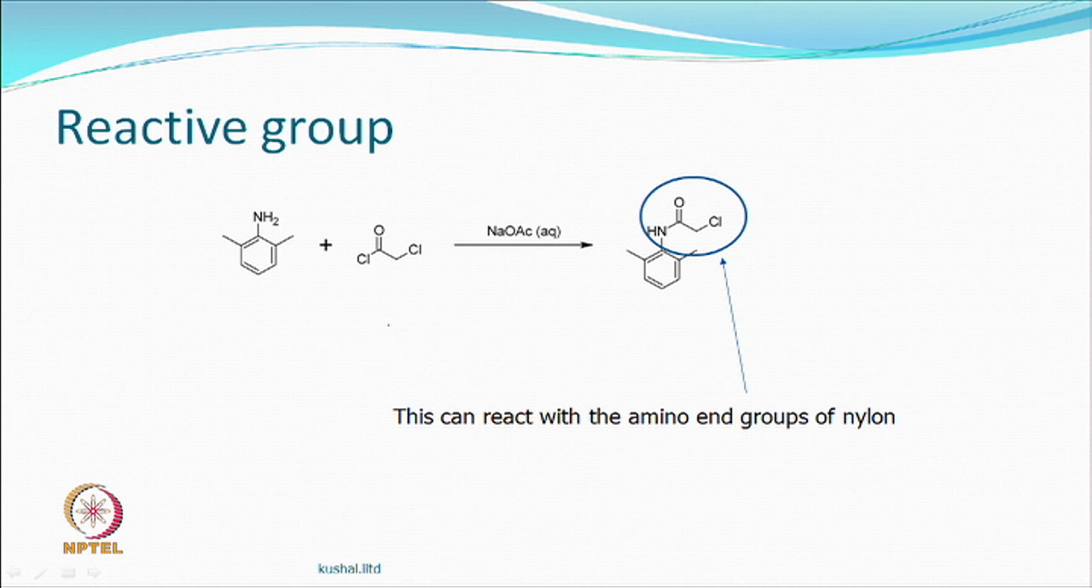For example, if this kind of a group is available, this group can react with the amino end groups of nylon, and if that happens after it is sublimed into or transferred, diffused, then you get the good fastness also. So, what is also important is that whenever there is a problem, you do not give up, but try to find another way, another solution to reach the same goal, right.